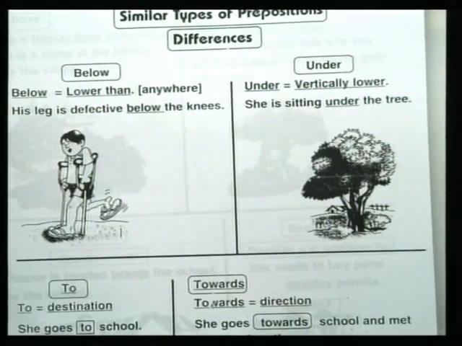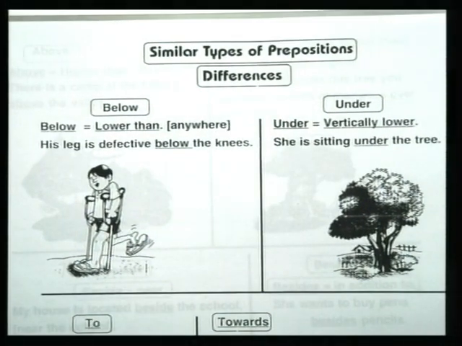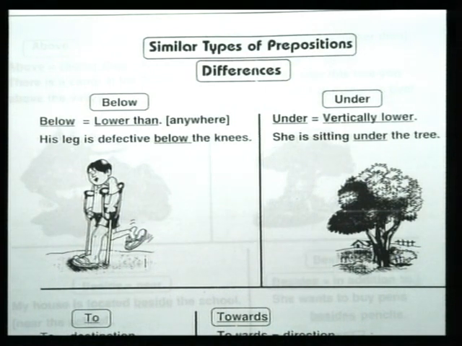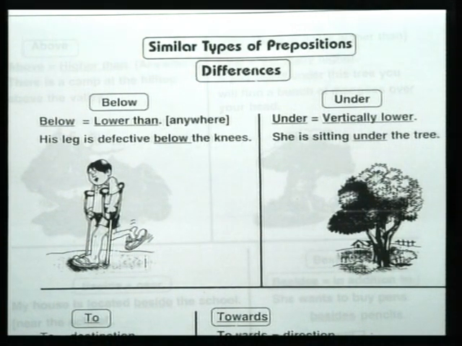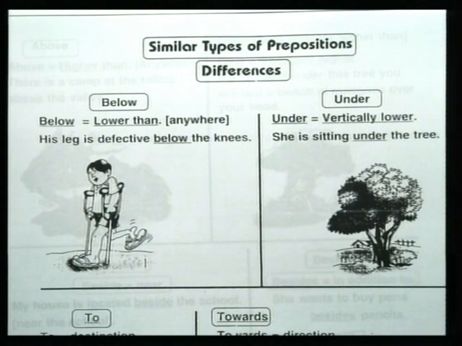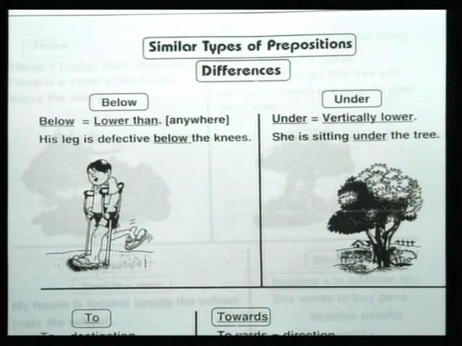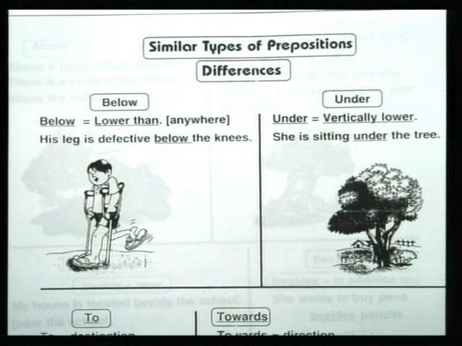Now, similar types of other prepositions show differences. Below means lower than. Here it is very necessary for you to use the perfect preposition. For example, when you go to a doctor and say that I am injured, then you have to describe the place properly. Exactly where is the wound, or where does it pain, or where are the scars, or where is the bone which is paining you. Maybe you have a crack in your bone, you never know.